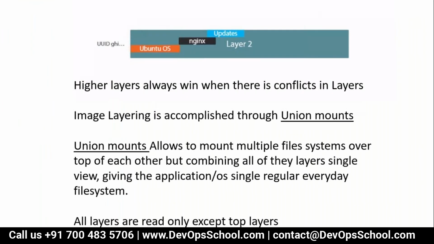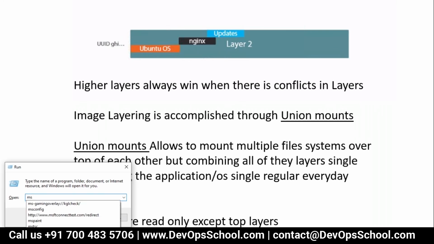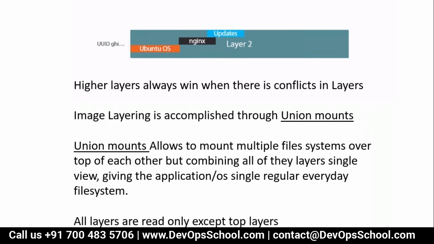So here guys, what happens? Higher layer always wins when there is a conflict in layers. So what happens when you have 2 layers in one image, and in one image you have an etc, you have one file, let's say opt raju. So let's draw the pictures. You'll have a better understanding, and you can help me out here.